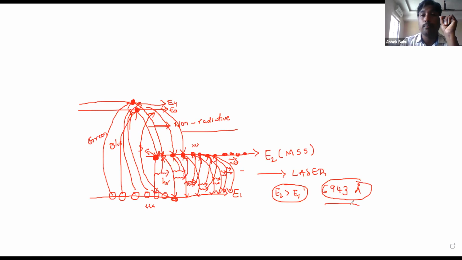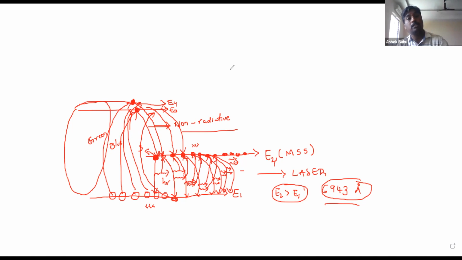So what are the main drawbacks? This is a 3-level scheme, so high pumping mechanisms are required. And one more thing, this is not a continuous laser. This is a pulsed laser. These are the main drawbacks of this ruby laser.